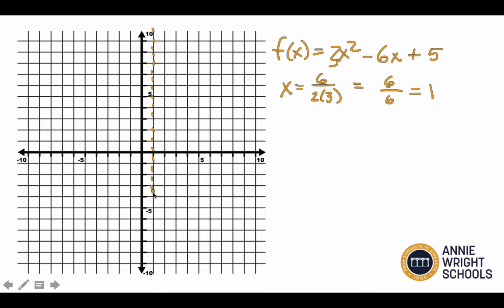So this is my symmetry. The next thing I know is if I plug in 1, I can find the y coordinate. So that's 3 times 1 squared minus 6 times 1 plus 5. And that gives me the vertex is positive 2, so (1, 2). So now I would go to that point and I draw my dot for the vertex.